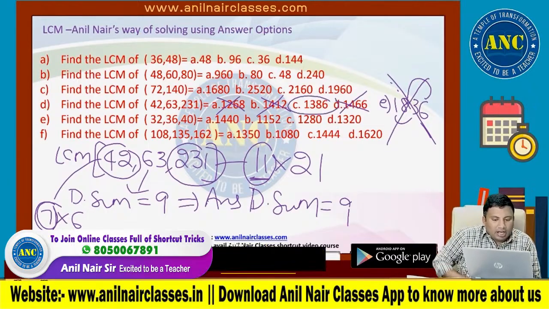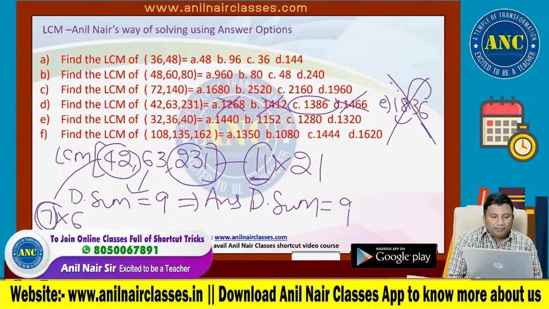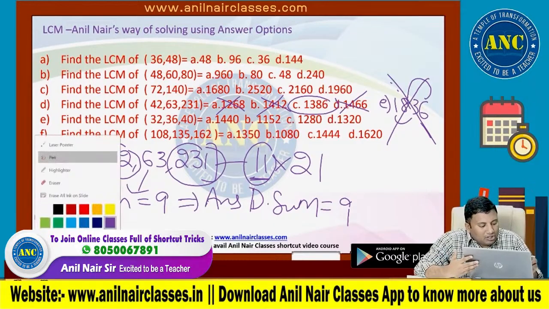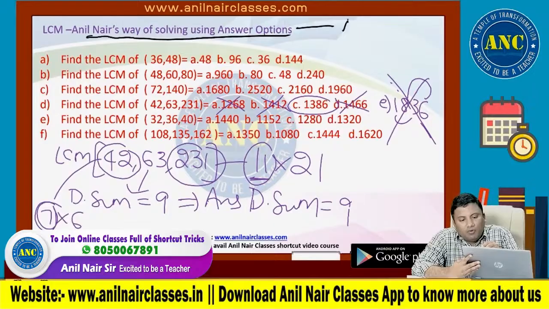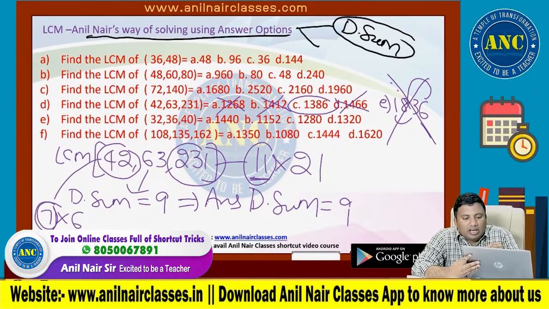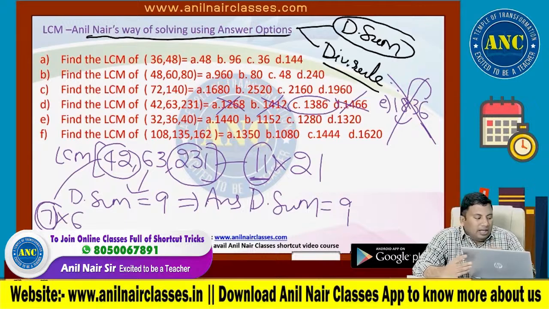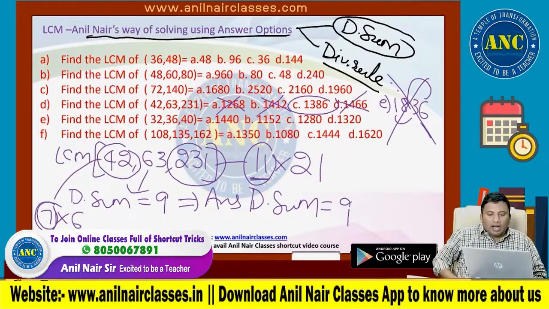1386. I hope the idea is clear. How to find the LCM? LCM can be solved by using answer options. What are all the concepts that I can use? One is digital sum. Another is divisibility rule. Right?